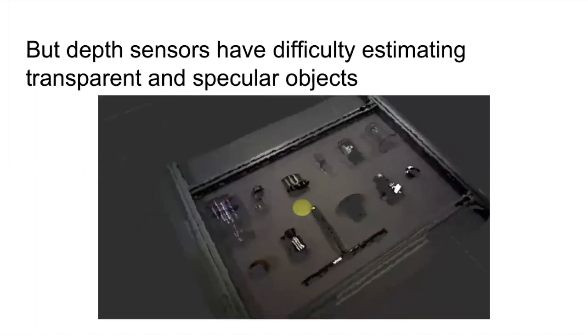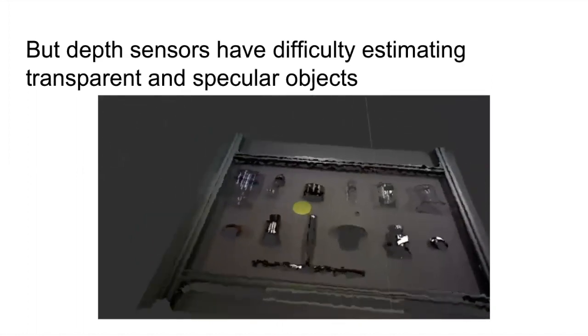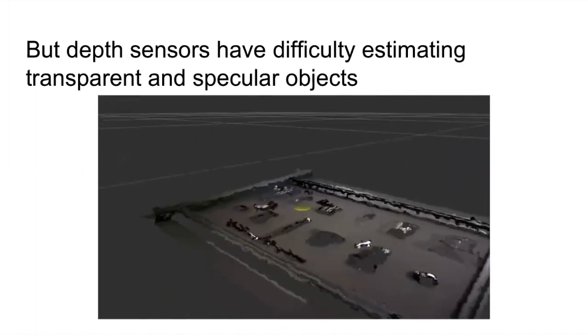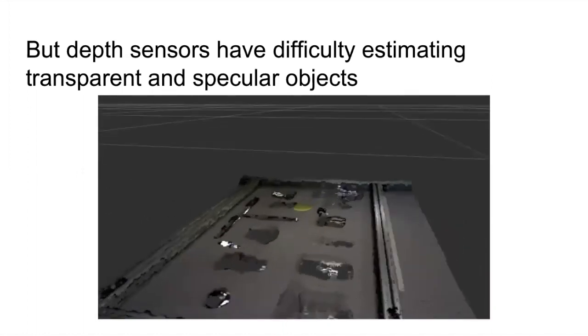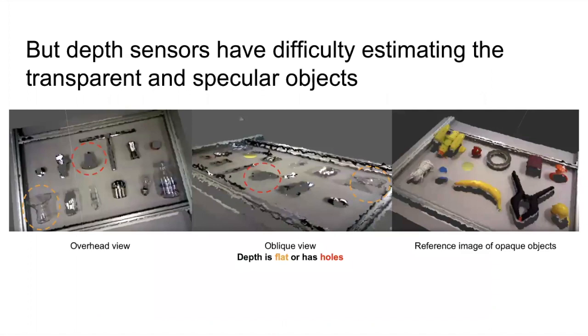But depth sensors have difficulty estimating the shape of objects that are transparent or specular. The video shows the geometry estimated for such objects. Commercial depth sensors use infrared light to estimate geometry, which fails on transparent objects because the infrared light passes through the object. The resulting depth image is mostly the flat surface of the table.